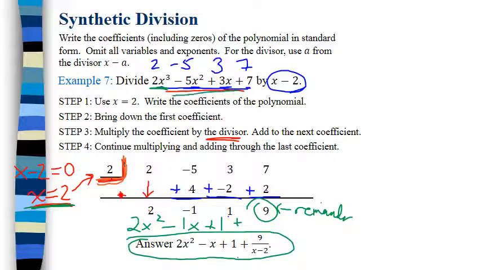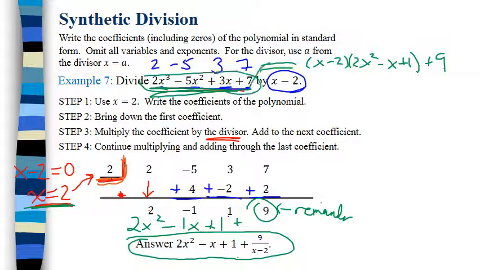That means that this polynomial can be written, so is equal to, x minus 2 times 2x squared minus x plus 1 plus 9. So remember, we can rewrite it as the divisor times the quotient plus the remainder. So this polynomial is equal to these two factors plus a remainder of 9. And we'll talk about why that remainder is important later.